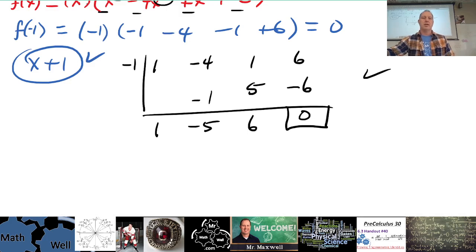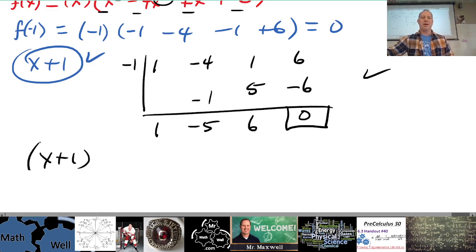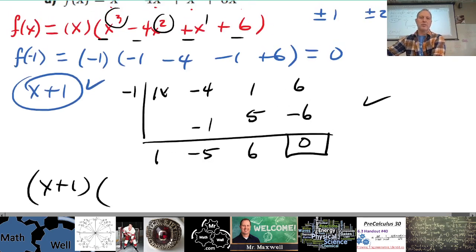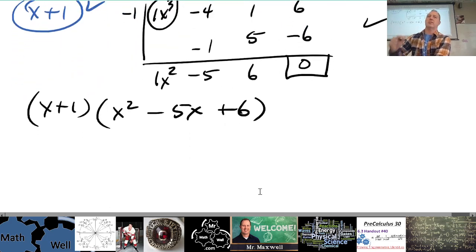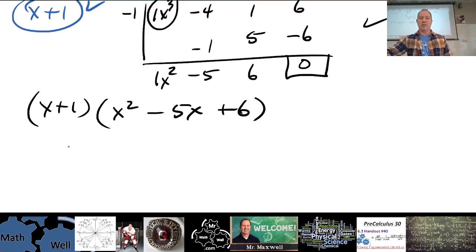So I've got x plus 1 as a factor. I've also got, because this was an x cubed term, this is going to be x squared minus 5x plus 6. Okay? Is that a good second step there? Now, you're looking at this, and this is a quadratic. You could probably factor this by sight, and we certainly can.